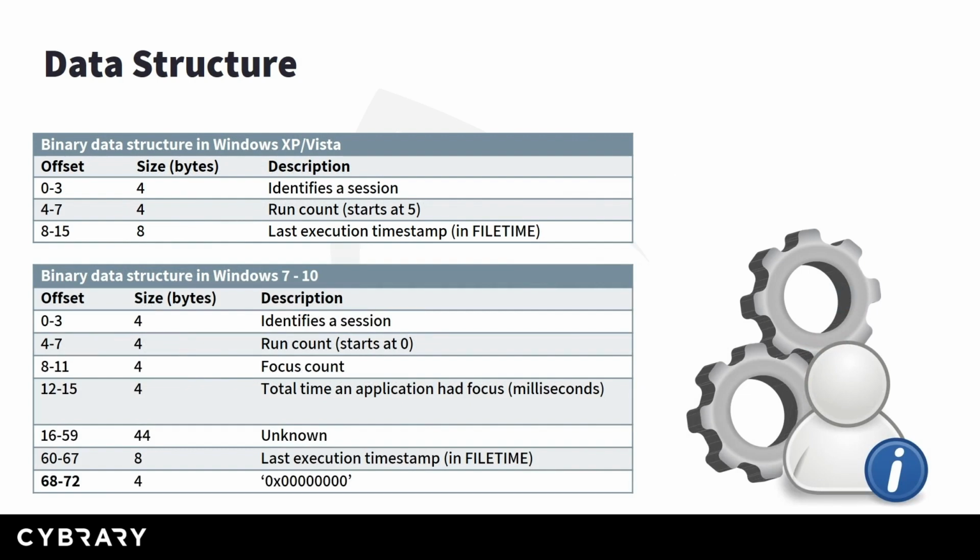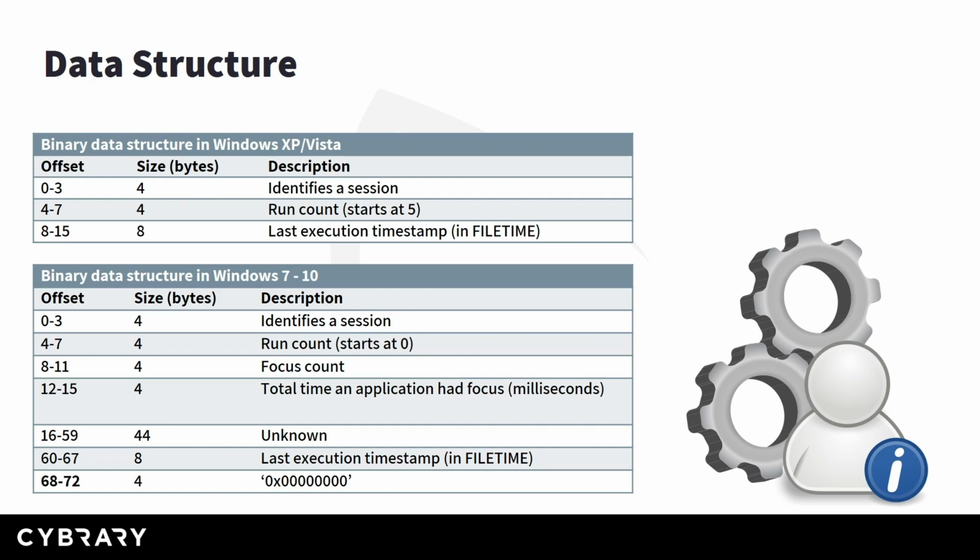In Windows XP and Vista, the User Assist key's binary data contains information for the applications launched by a user only via Windows Explorer. The most significant change of the User Assist key in Windows 7 was a new format of binary data. In Windows 7, the size of the binary data was 72 bytes as opposed to 16 bytes in Windows XP and Vista. This structure appears to be the same in more recent versions of Windows.